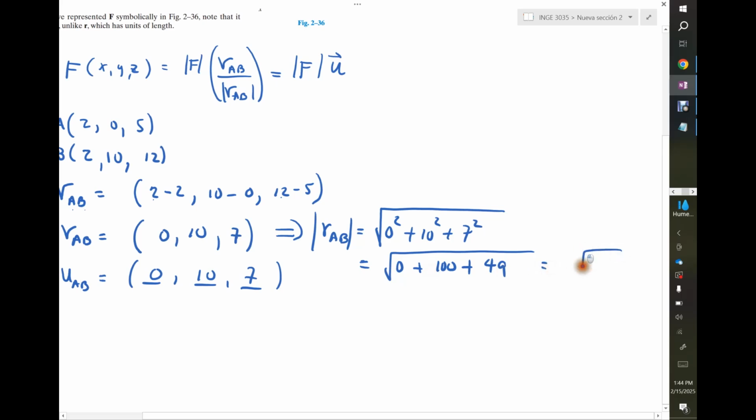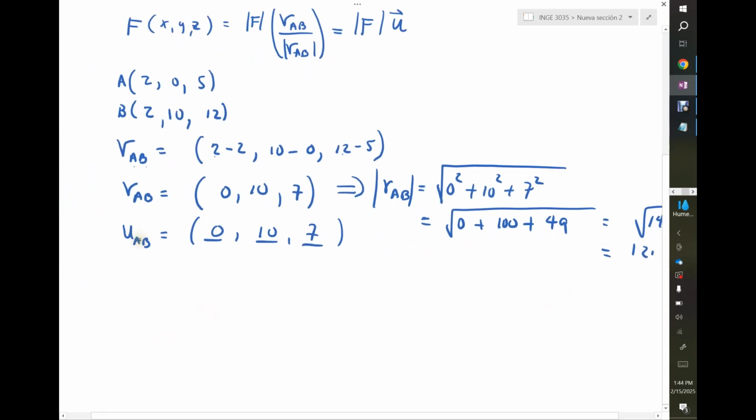So it's the square root of 149. And so let me pull the calculator here, and that will be 12.2. So the idea of our unit vector is divide that by 12.2 along every axis. Now we have the position vector.